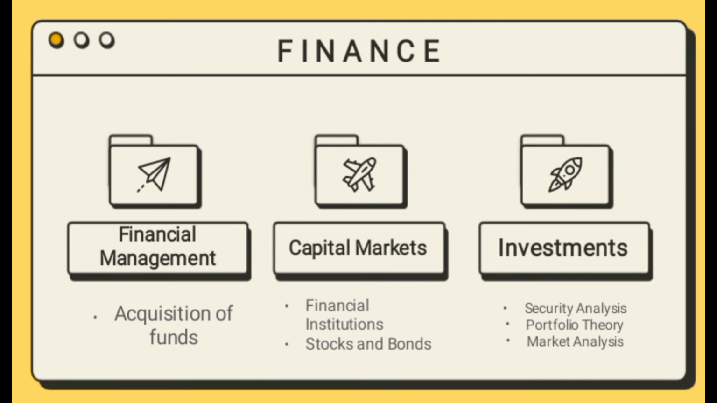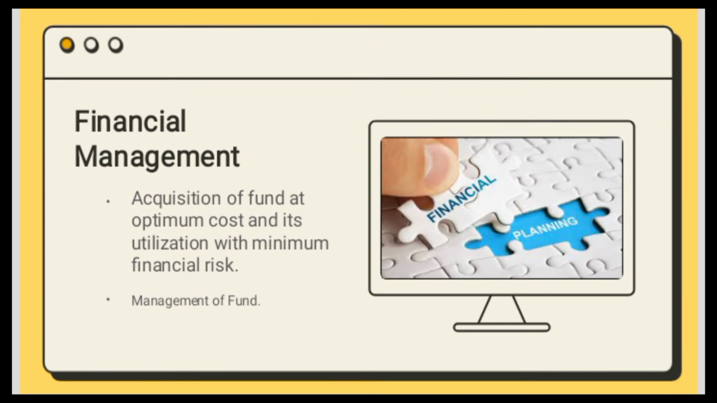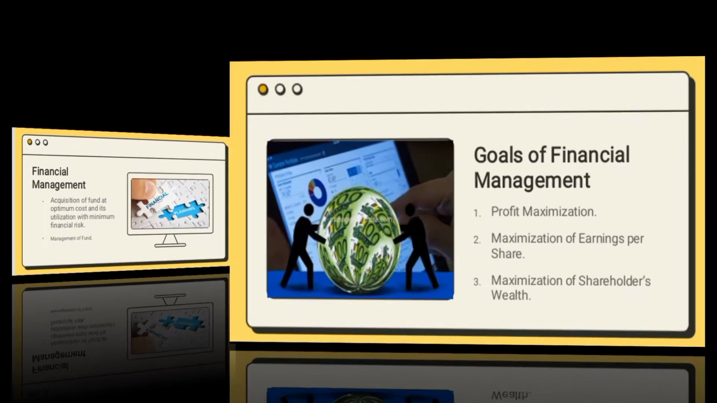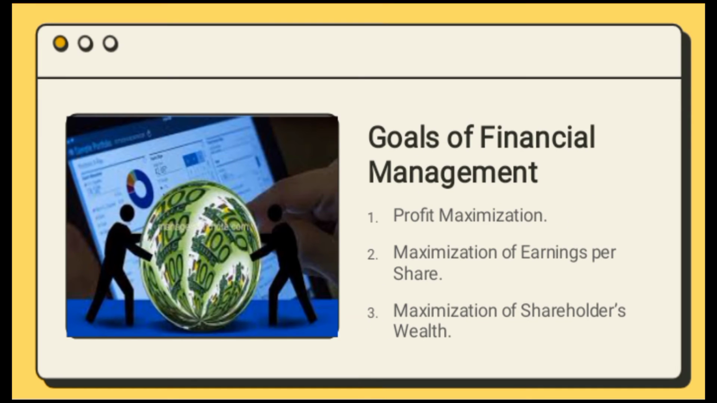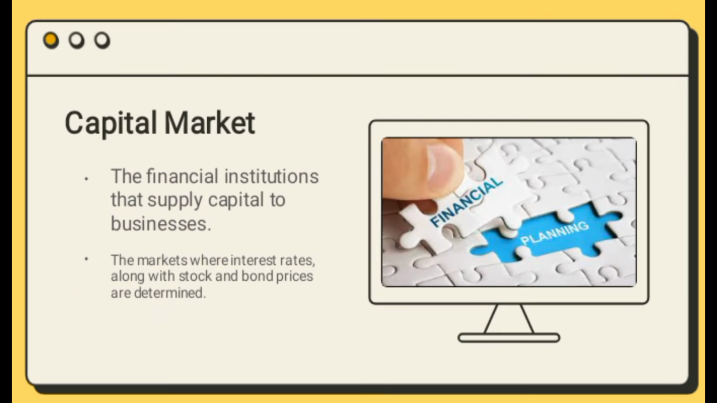We have three categories of finance. First, we have financial management, next is capital markets, and last is investments. Financial management is the application of general principles of management to the financial possessions of an enterprise. Goals of financial management: a goal of financial management can be to maximize shareholder wealth by paying dividends and or causing the market value to increase.